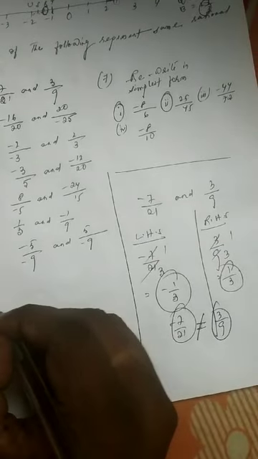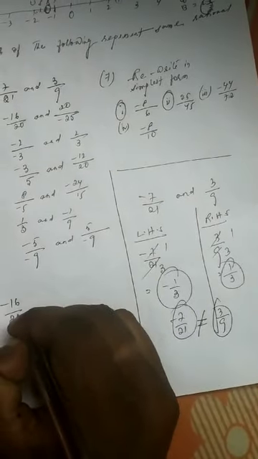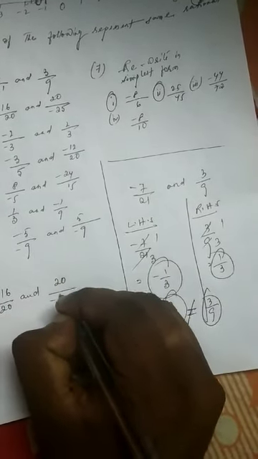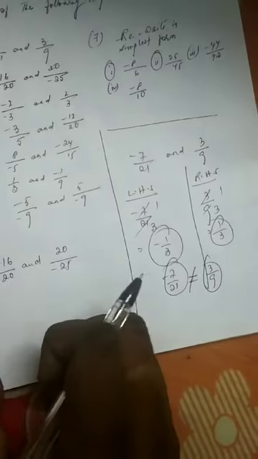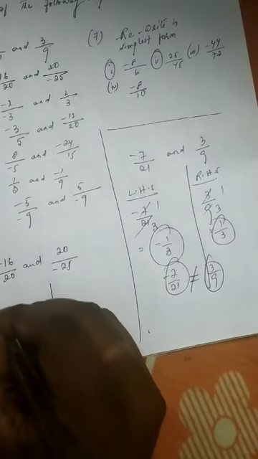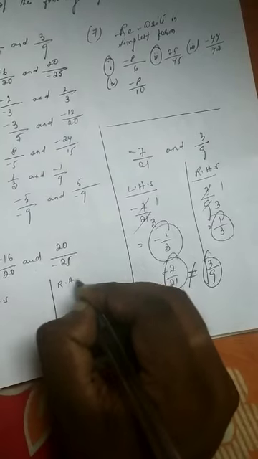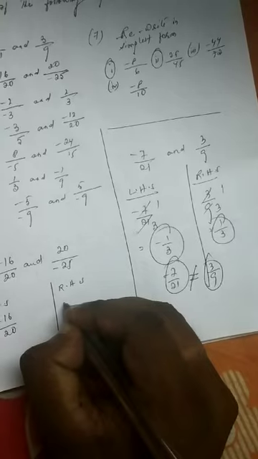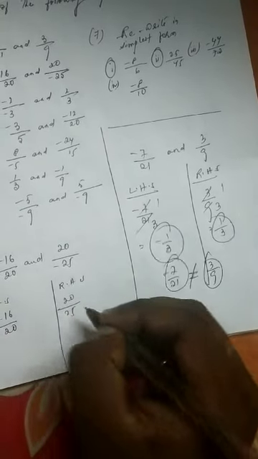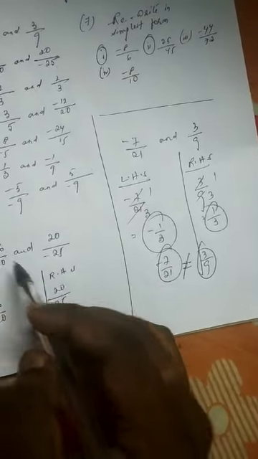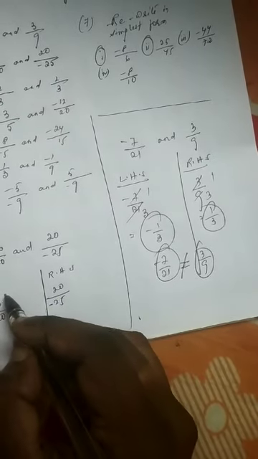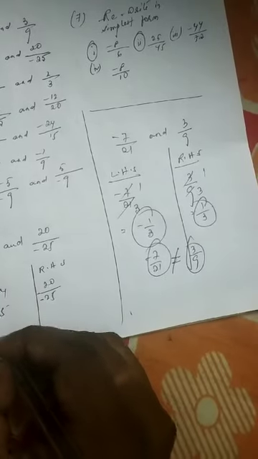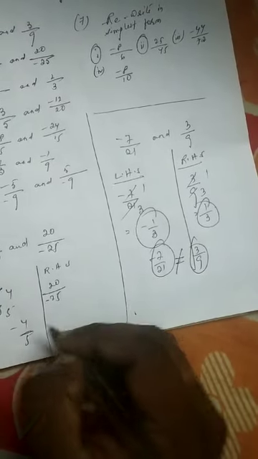Next number is -16 by 20 and 20 by -25. Let's check whether they are numerically same or not. Again the same process, children. LHS and RHS. -16 by 20 and 20 by -25. Let us cancel them. By seeing this -25, let's cancel. 4 4s are 16, 4 5s are 20. It is -4 by 5.